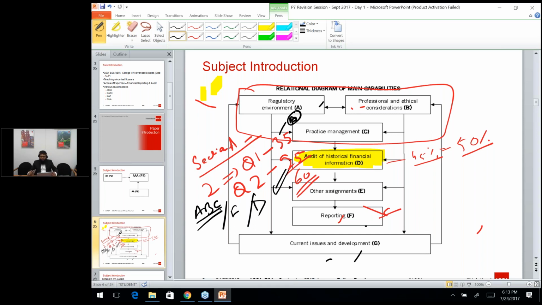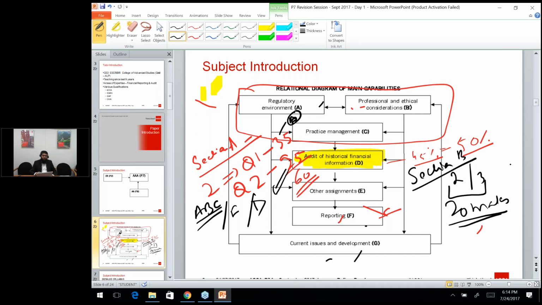The next is section B, where you have to attempt 2 questions out of 3, and each question is worth 20 marks. So generally there is no area in paper P7 which is not examined. You come across a question from almost every single section of the paper.